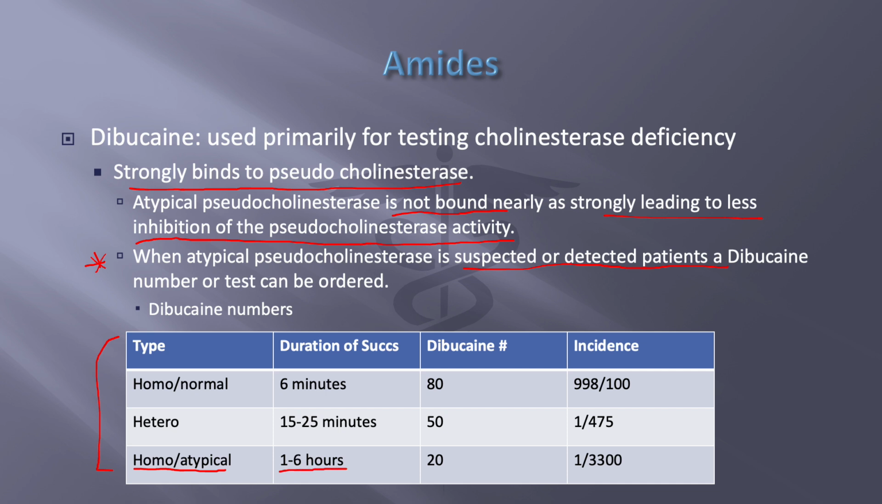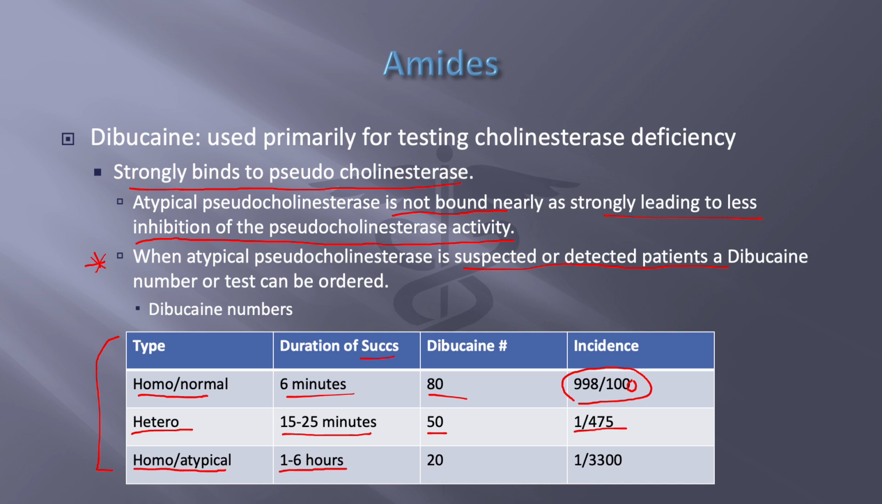So if we look at this little table here, normal pseudocholinesterase, we have a duration of succinylcholine being 6 minutes, okay? Their DN number is going to be around 80. Incidence of this is really common, okay? That's supposed to be another little 0 right there. All right, so hetero, having some normal and some atypical. All right, 15 to 25 minutes. So just a small decrease in the amount of pseudocholinesterase you have to metabolize that drug is going to increase the duration drastically. All right, the number is going to be around 50.